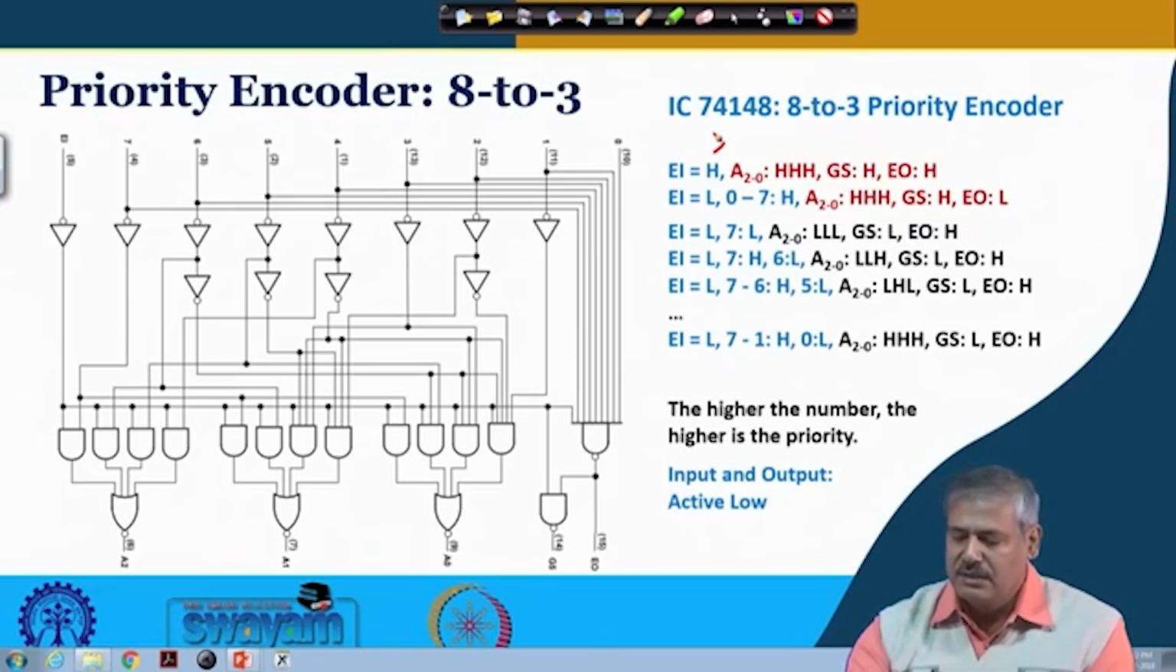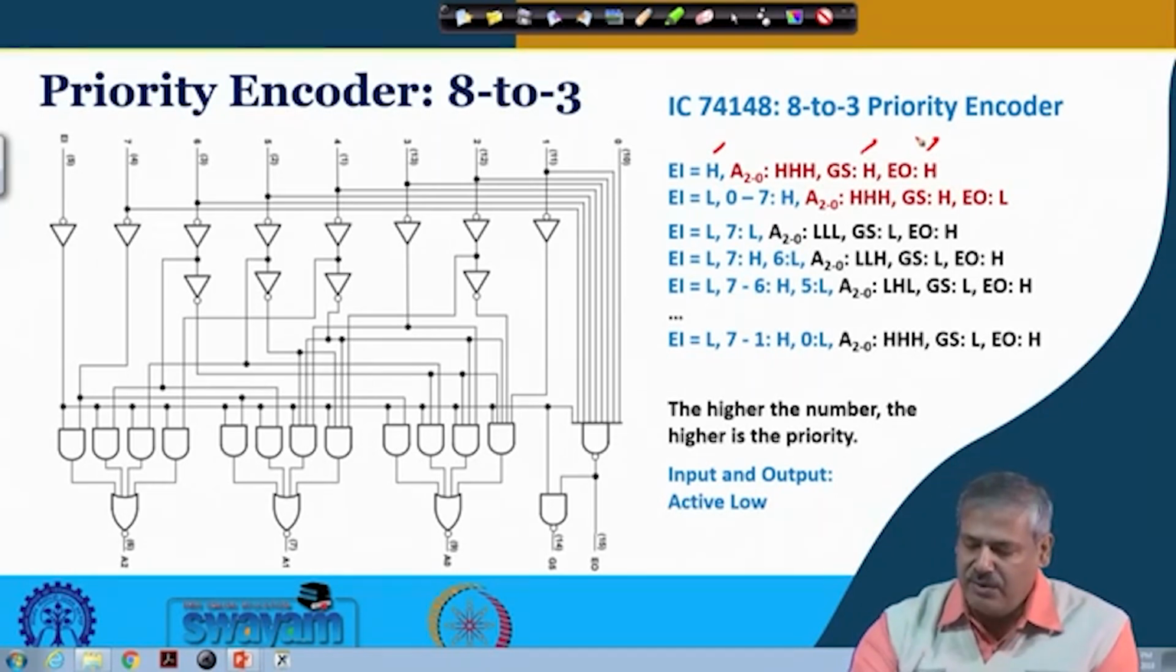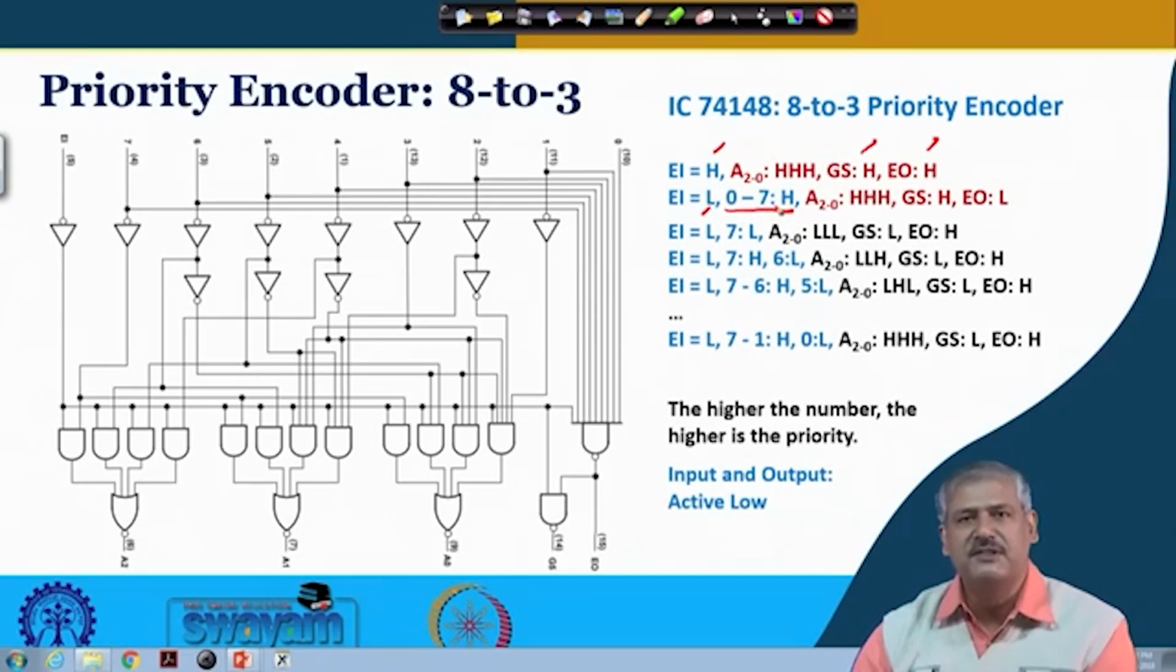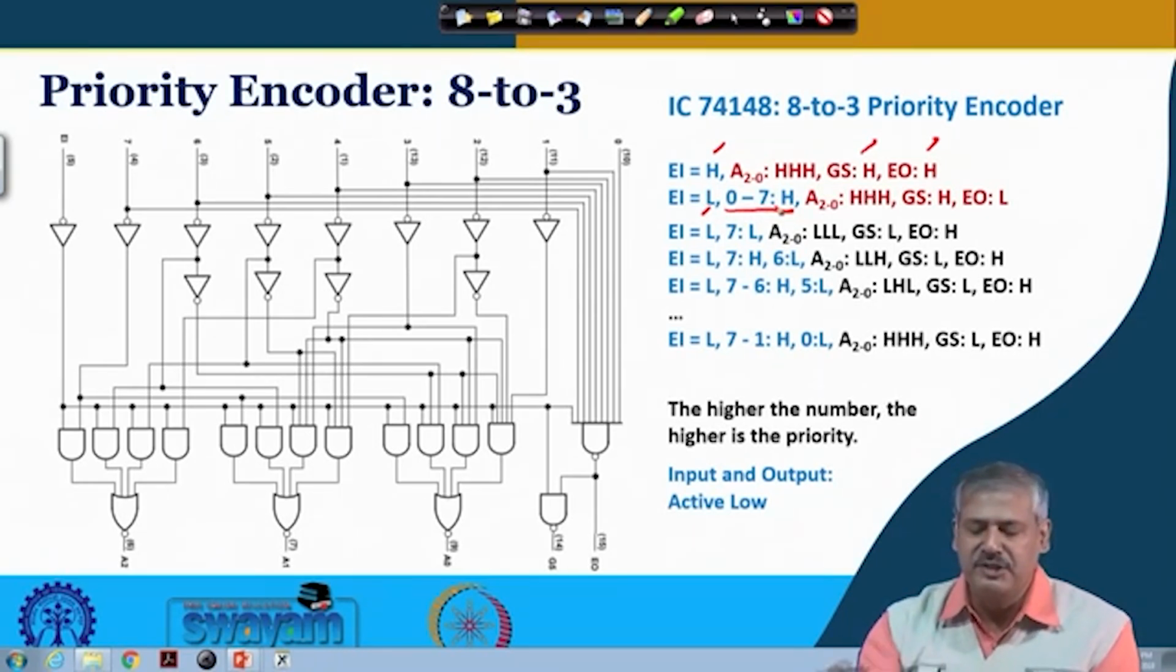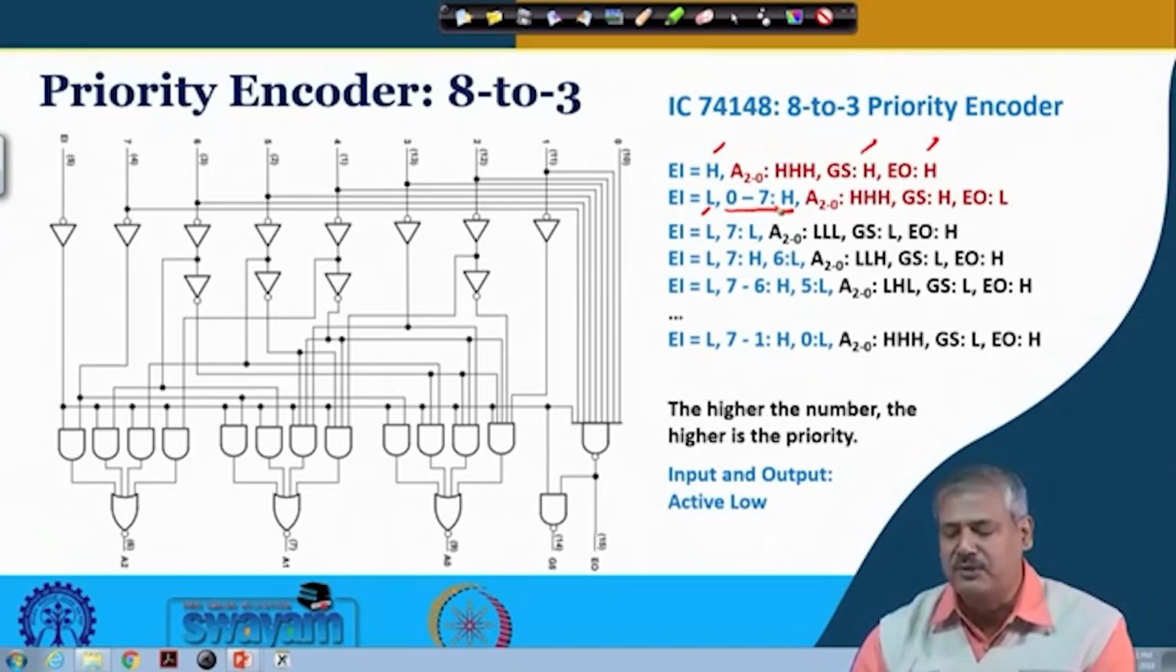at that time this GS is high and enable output is also high, right. And when enable input is low and none of the inputs 0 to 7 is present, where 0 to 7 are the corresponding inputs for 8 to 3, none of them present means they are not active low. So, all the inputs are high, then all the outputs are high. At that time GS is high and enable output is low. So, basically this low is making this low.